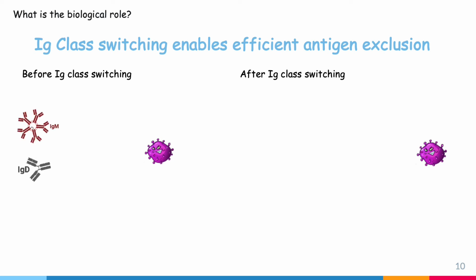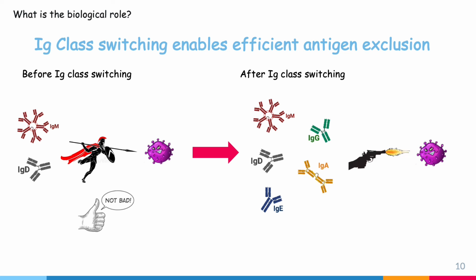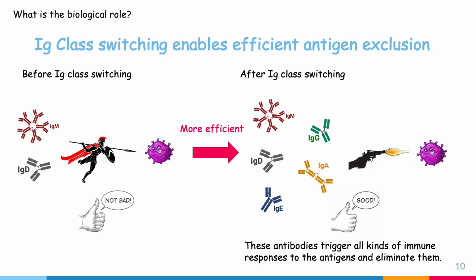Before Ig class switching, only two types of antibodies attack the antigen. In this case, the immune responses are not good. After Ig class switching, all class types of antibodies attack the antigen, and all kinds of immune responses are induced by the antigens. In this case, the immune responses are good. Therefore, the antibodies eliminate them efficiently.